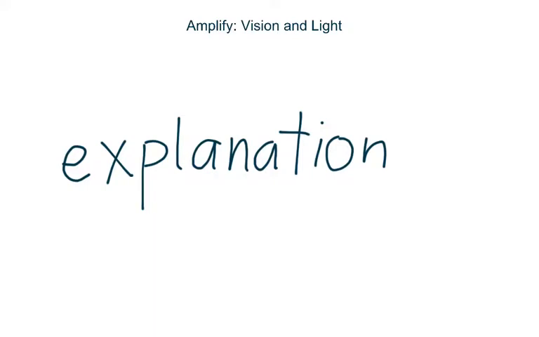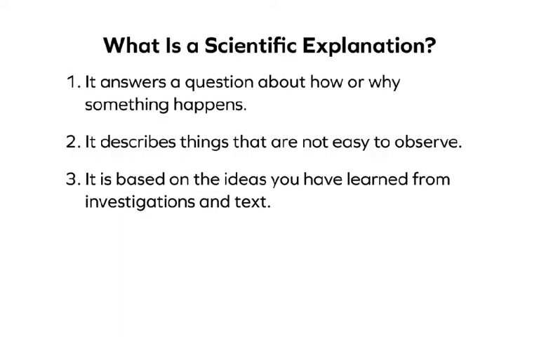We will be writing a scientific explanation to send to the Rainforest Conservation Group. A scientific explanation is a description of how something works or why something happens. What is a scientific explanation? First, it answers a question about how or why something happens. The question that we'll answer is, how does light allow a Tokai gecko to see its prey?